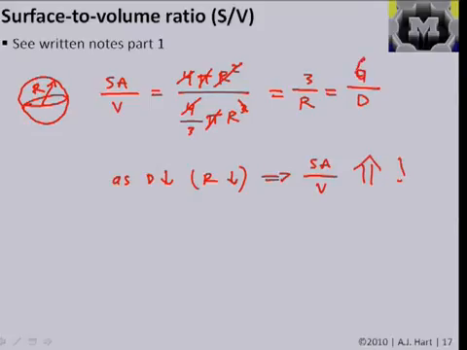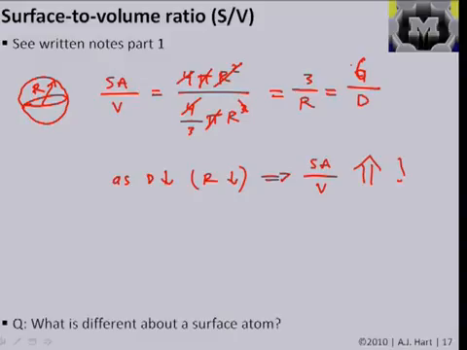And so you could do this for a cylinder, you could do this for a cube, but can someone tell me, maybe, what's a practical manifestation of this? What might be different between a surface atom and an atom in the bulk? Outside, where ones in the bulk don't.